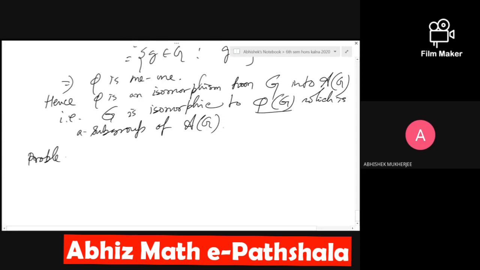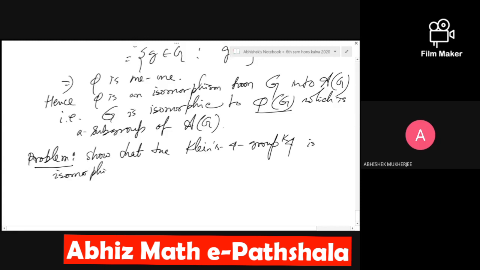Show that the Klein four-group K4 is isomorphic to a subgroup of S4. Why is it S4? Because we are considering the group K4, which has 4 elements, so the permutations on a set of 4 elements will be S4, the symmetric group of order 4. That is why we are writing that the Klein group is isomorphic to a subgroup of S4.